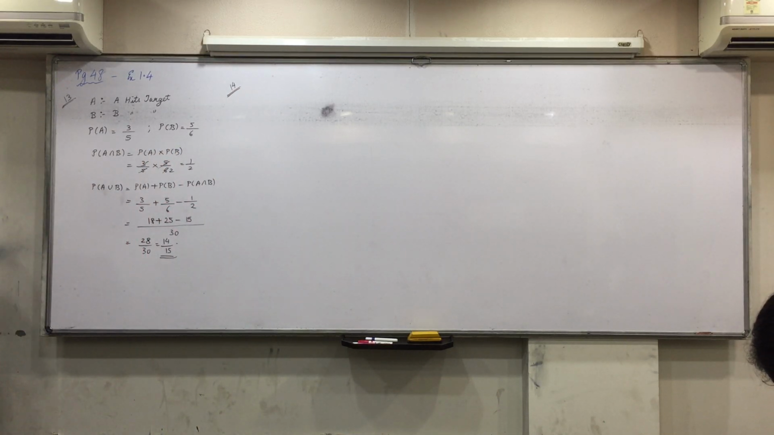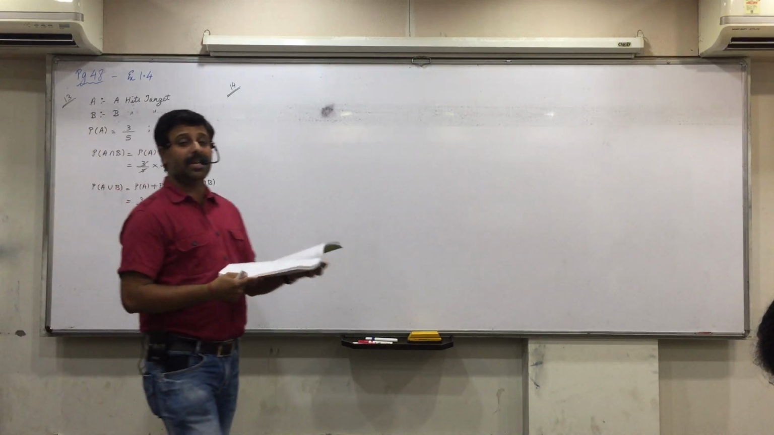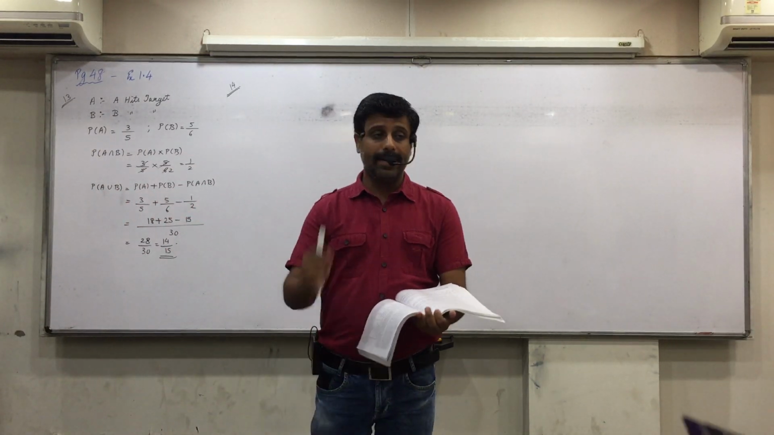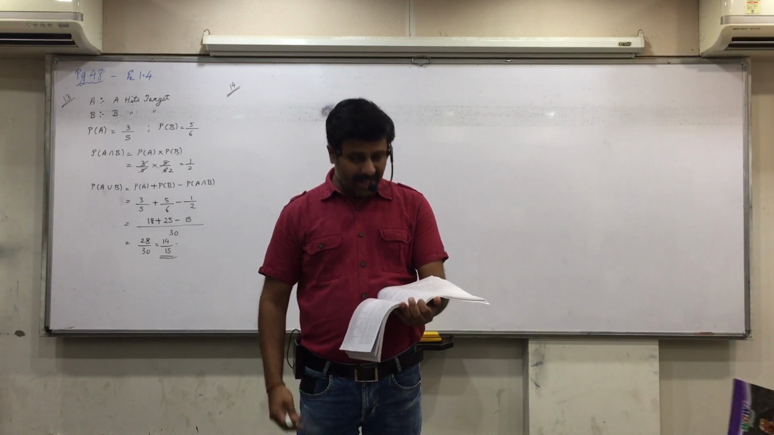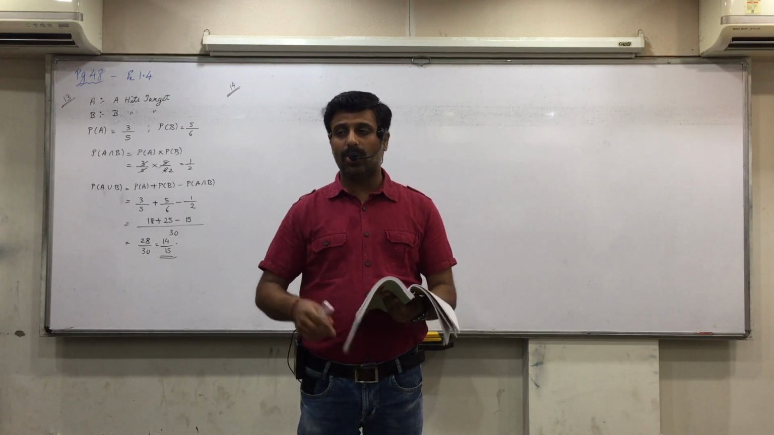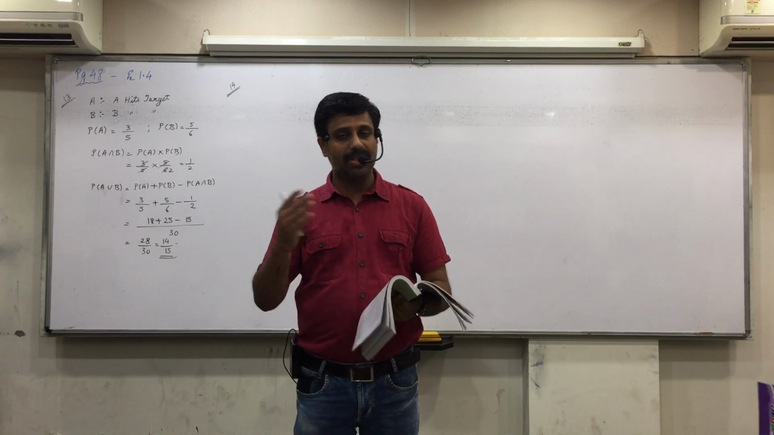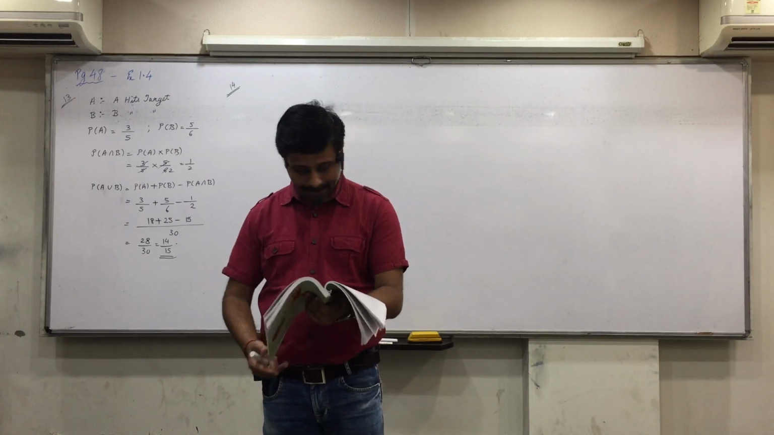Person A speaks truth in 90% cases. What is P(A) equal to? 90 by 100, 9 by 10, 0.9. We'll keep it in fractions. I've seen in textbooks, they don't take it in decimals. They solve all the questions in fractions. Okay, so 9 by 10.